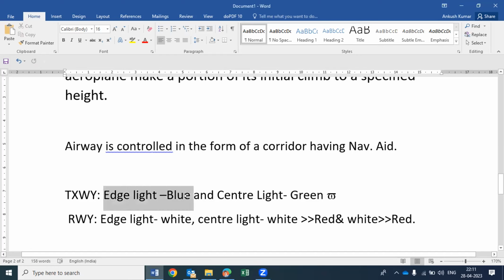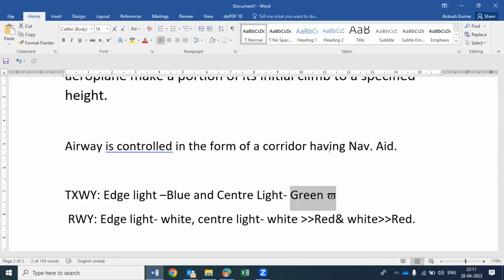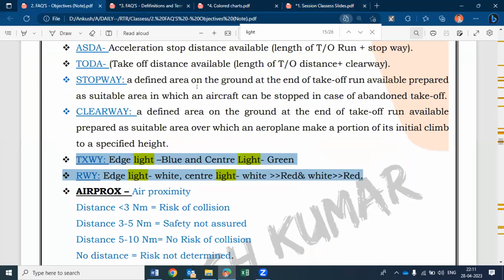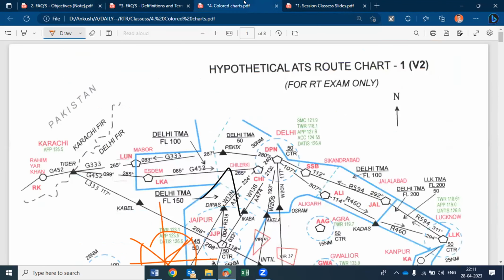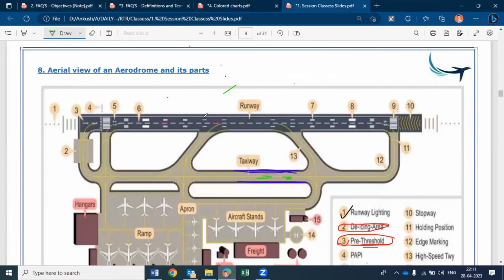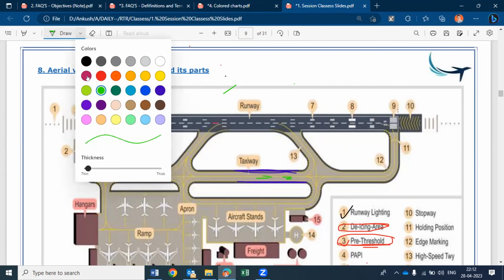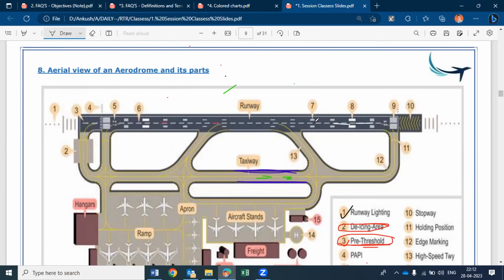In the edge light of taxiway, light is of blue color and center line is of green color. Why am I showing this to you? This question is very popular, asked many times. What are the colors? Understood? So this has to be known to you. Everyone got it? If this is a runway, in the starting of runway, this is white in color, and if this is a middle section, this will be white and red mix, and at the end this is red. So it shows alert to you.